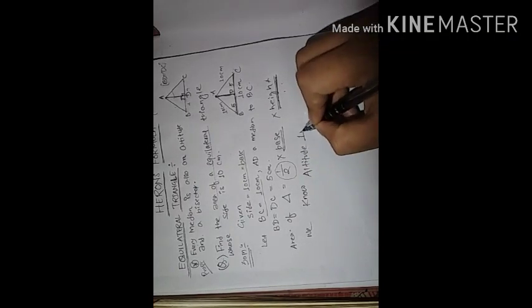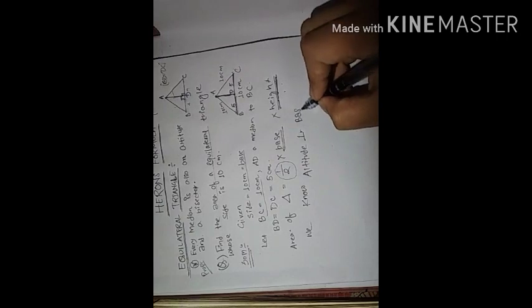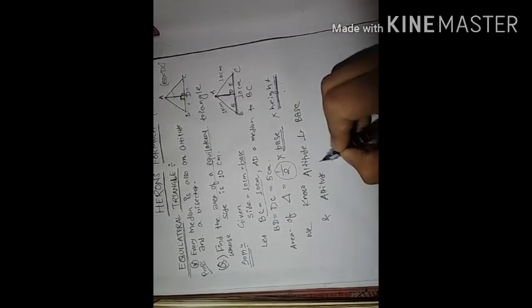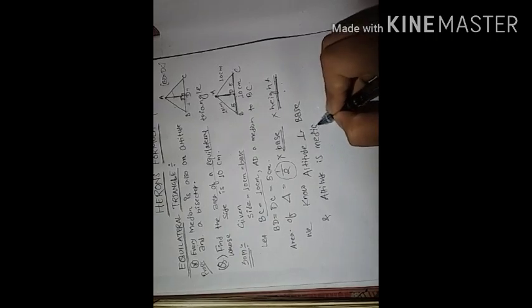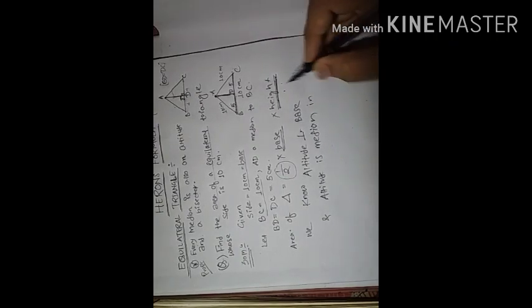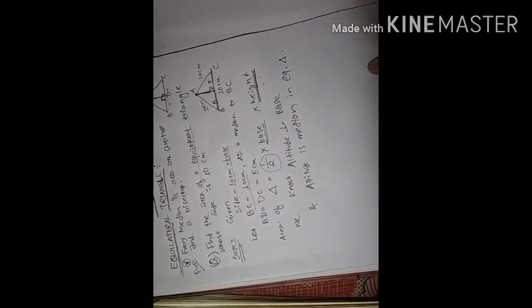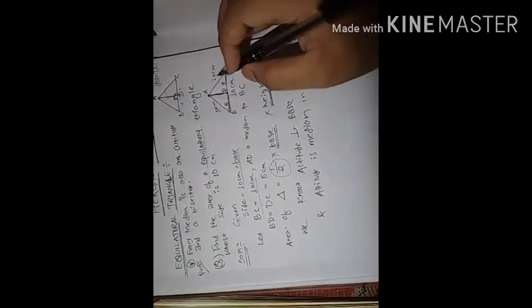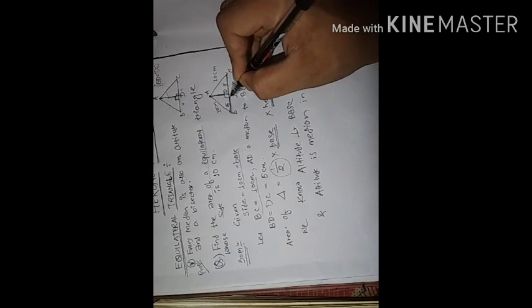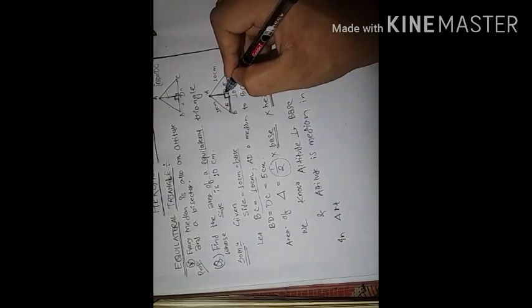Every median is also an altitude, and we know the altitude is perpendicular to the base, and the altitude is the median in an equilateral triangle. Okay, so that means this is making 90 degrees. Now, this is a right angle triangle, yes or no? Because one angle is 90 degrees.